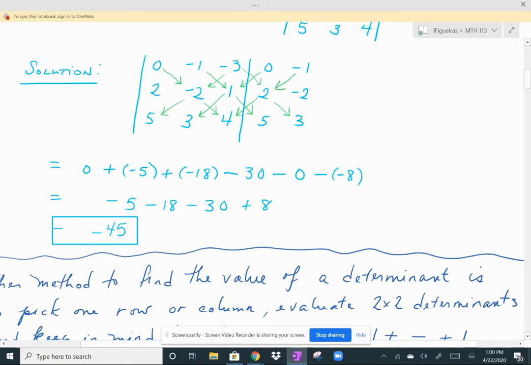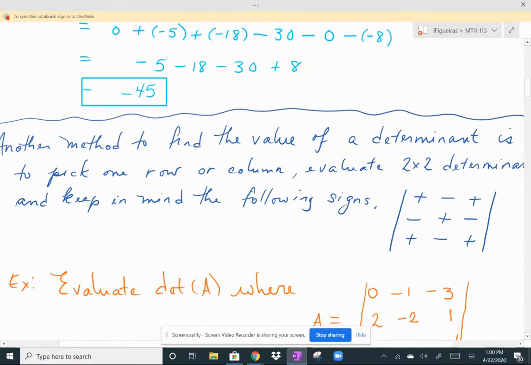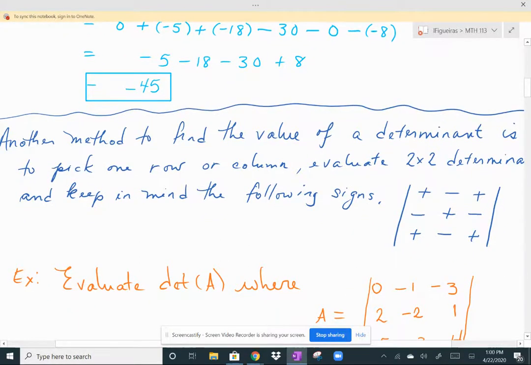show you a different method. This is like the more mathematical way to do this. So there's a couple of things you have to keep in mind with this other method. So with this other method, you're going to pick one row or column, and that's going to kind of be the dominant row or column that's going to determine what you do next.